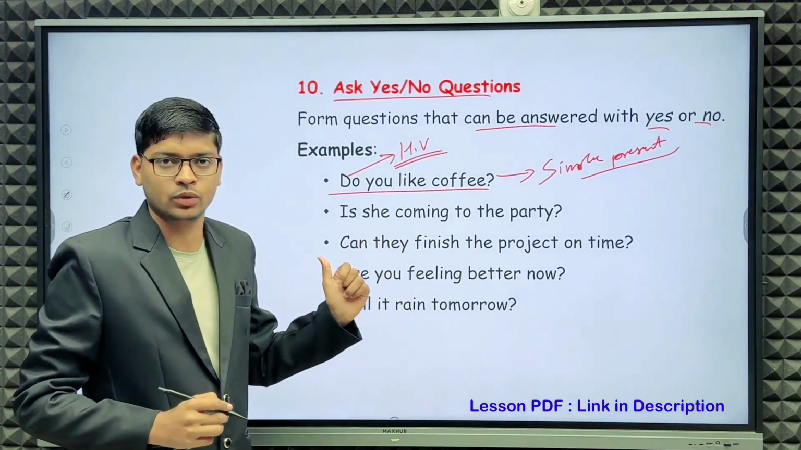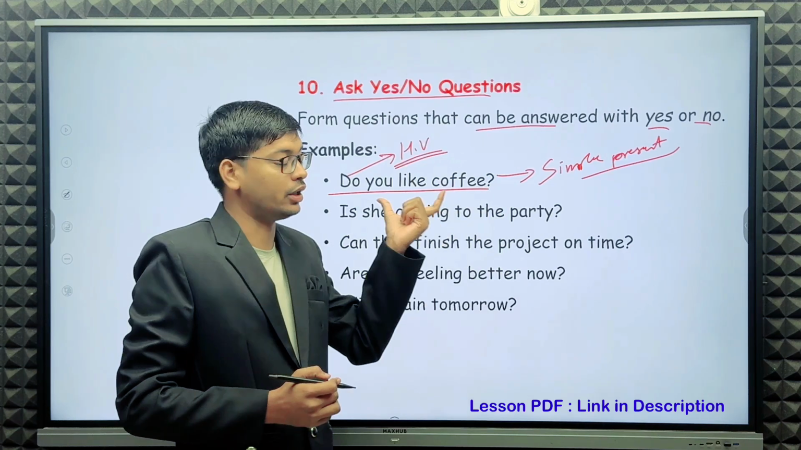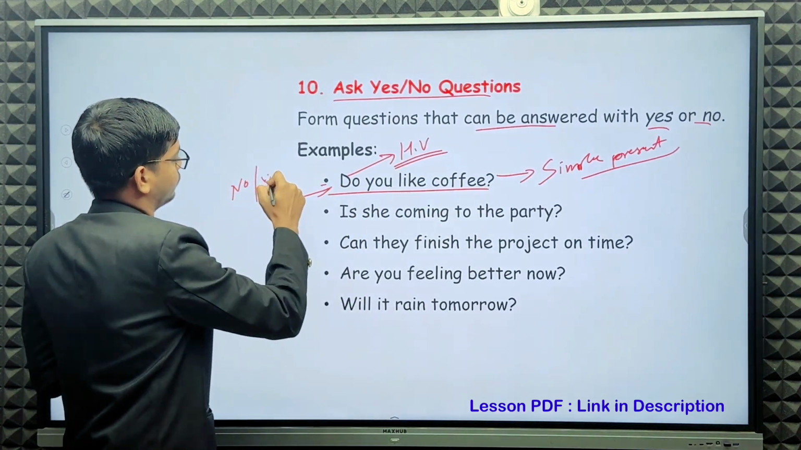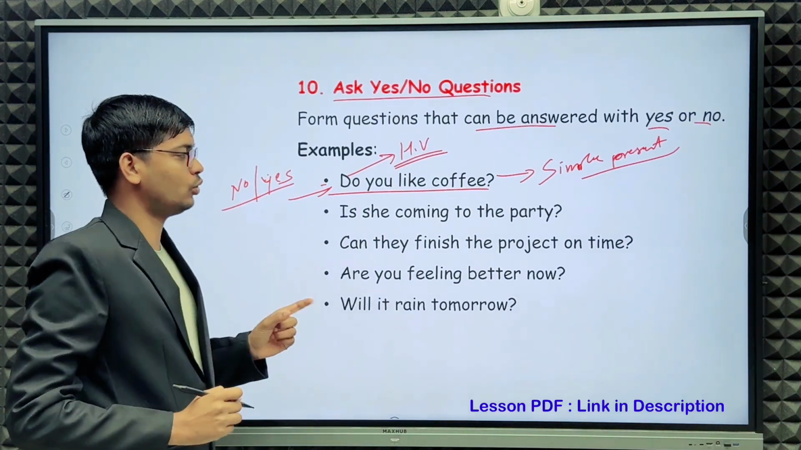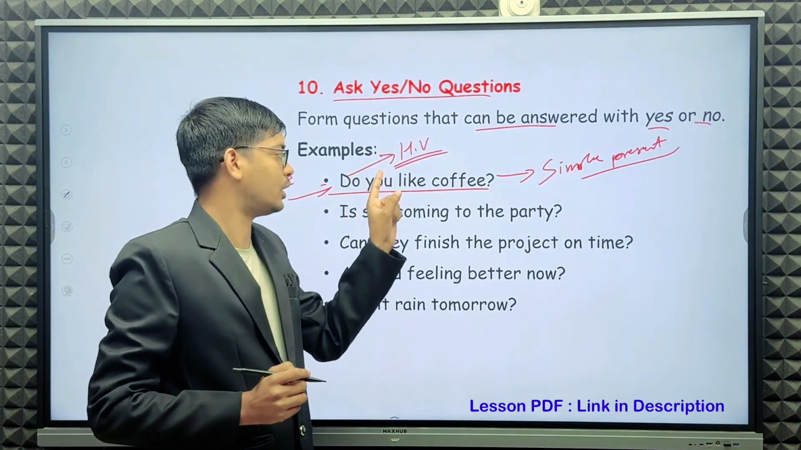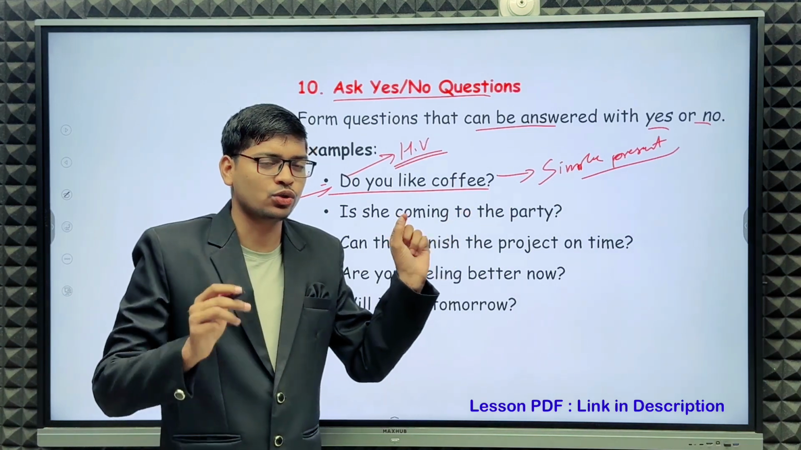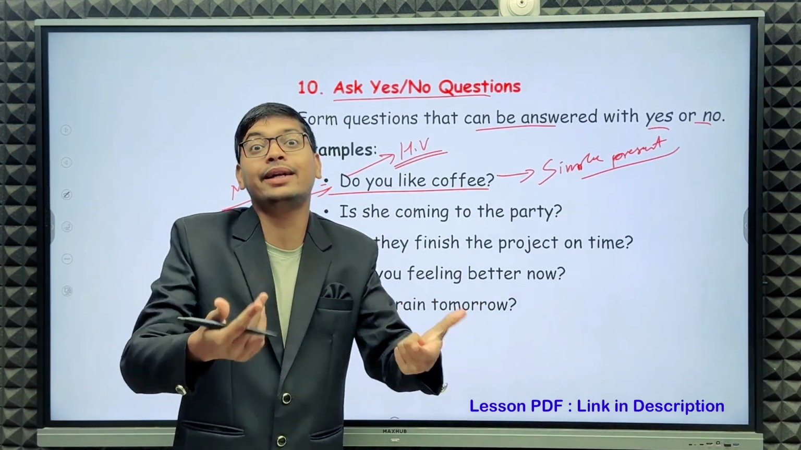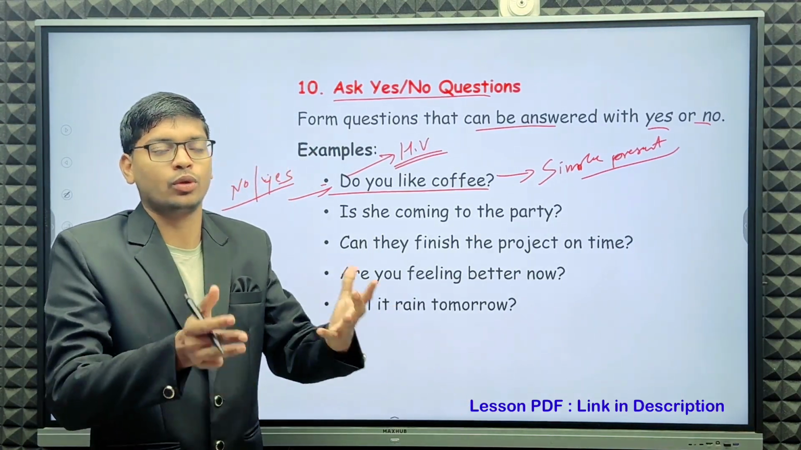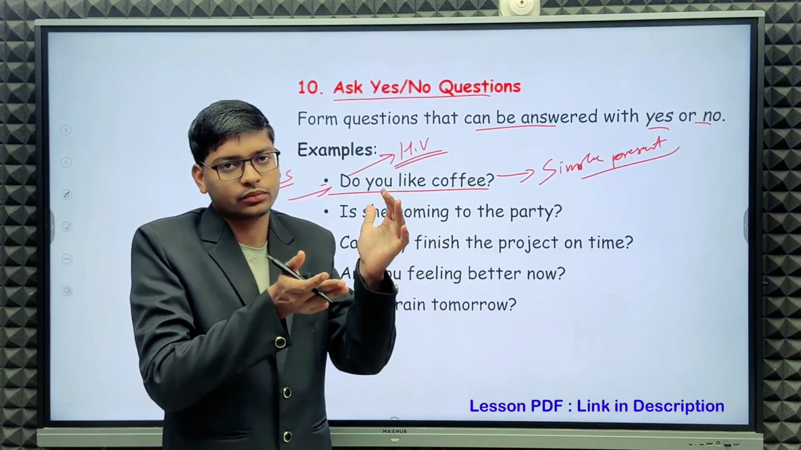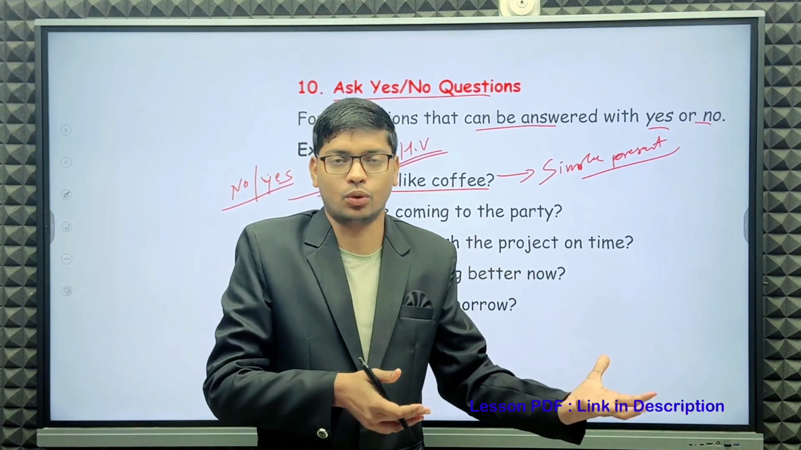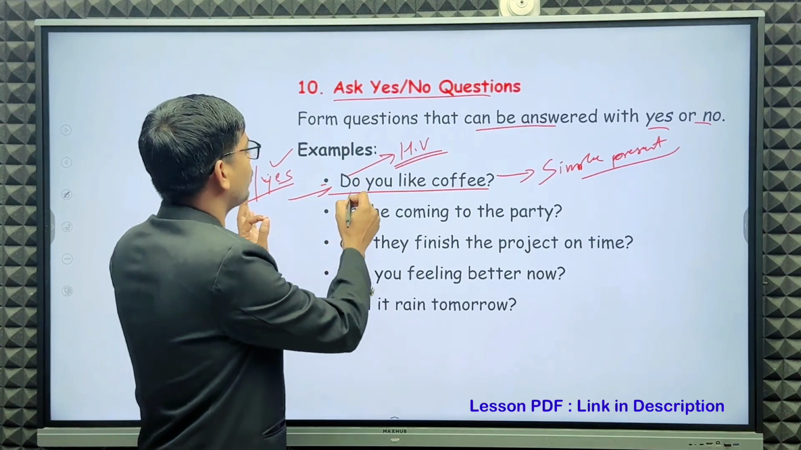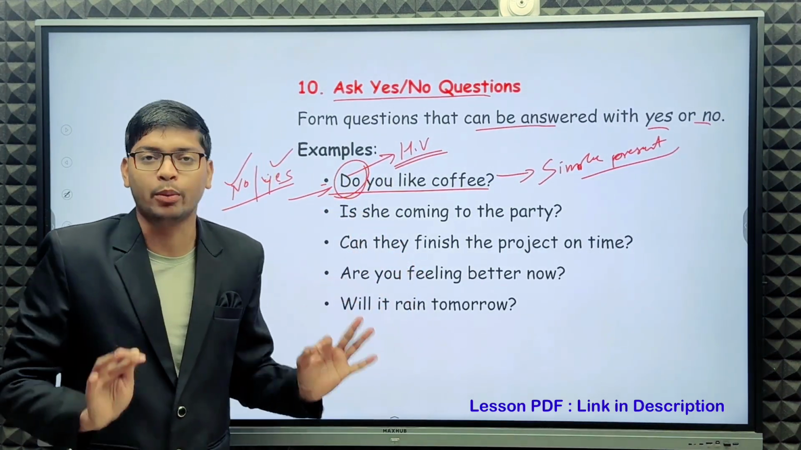Do you like coffee? You have to answer this question with yes or no, not with a detailed answer. Your answer should be only yes or no, that's it, because this question starts with a helping verb.